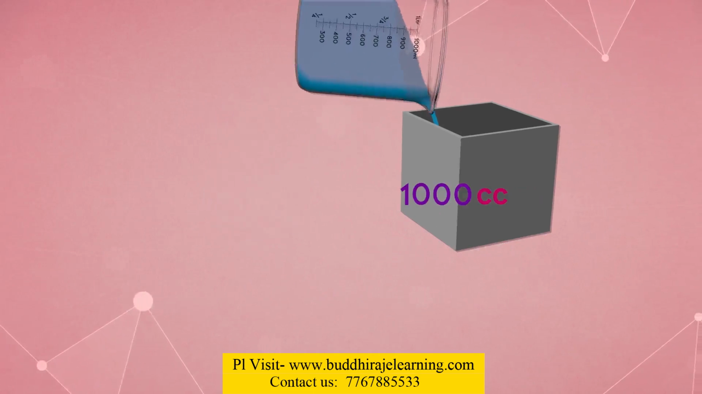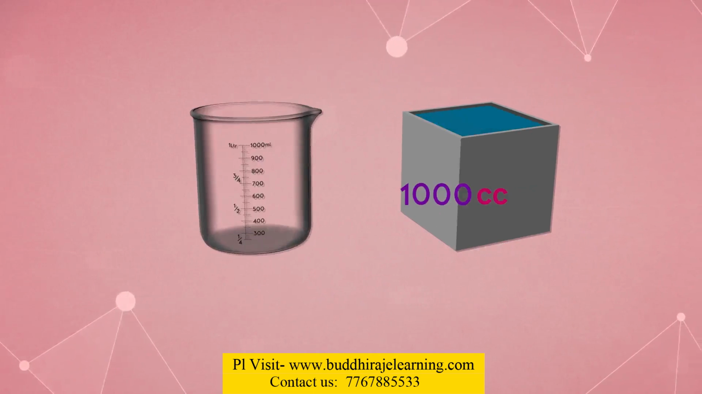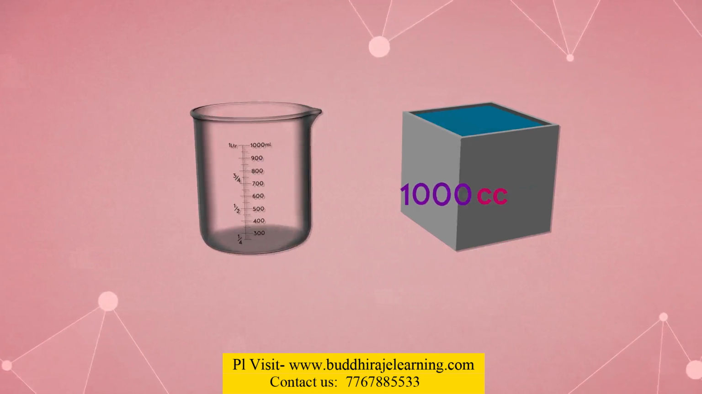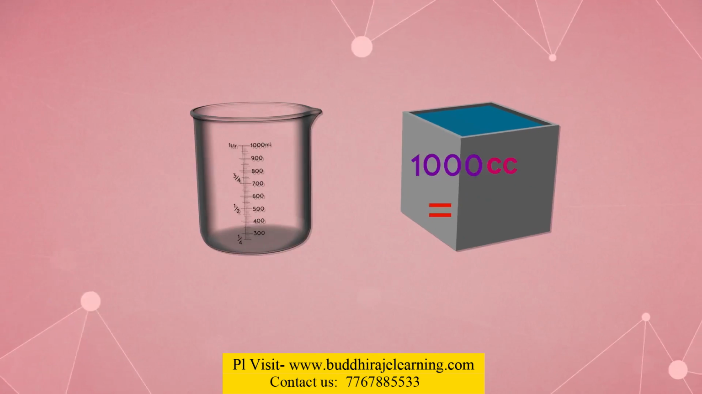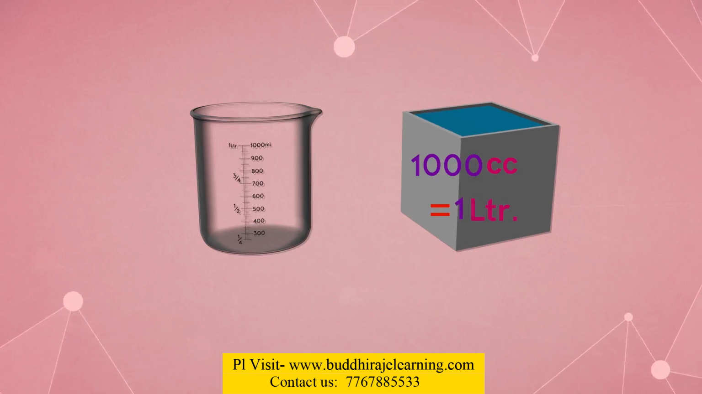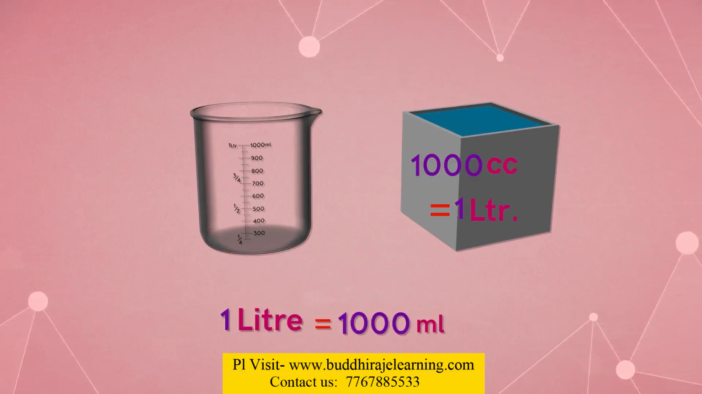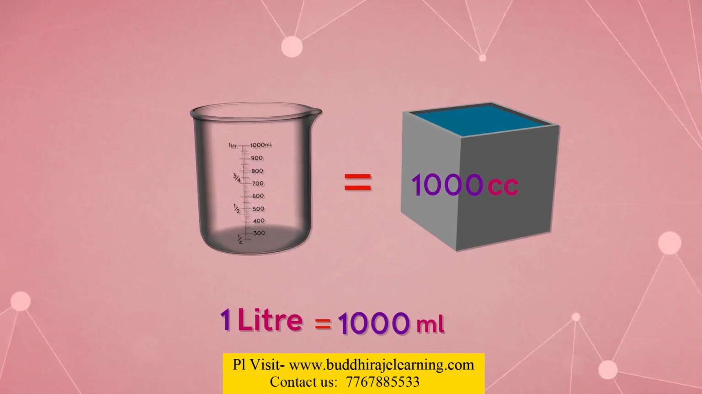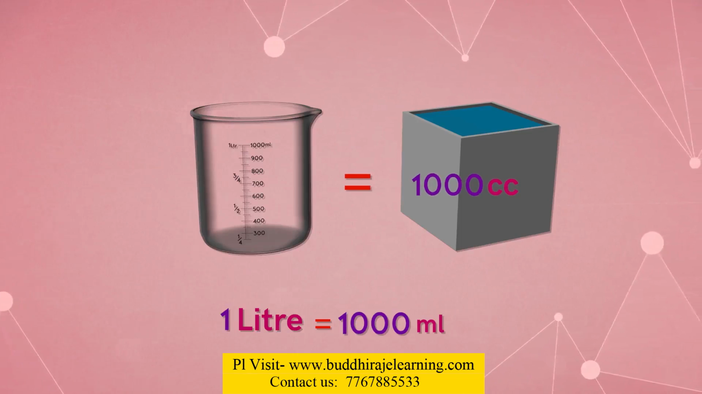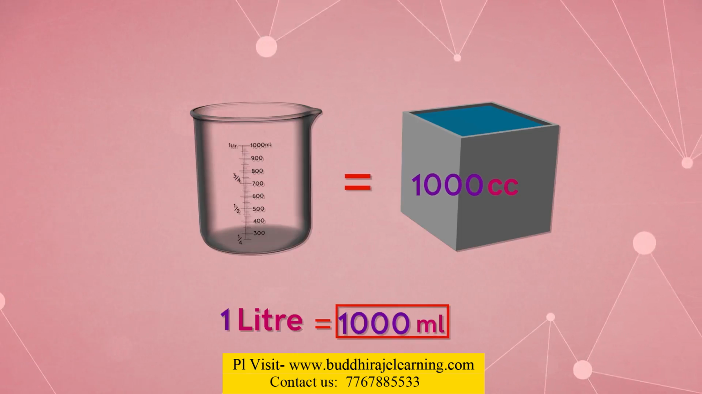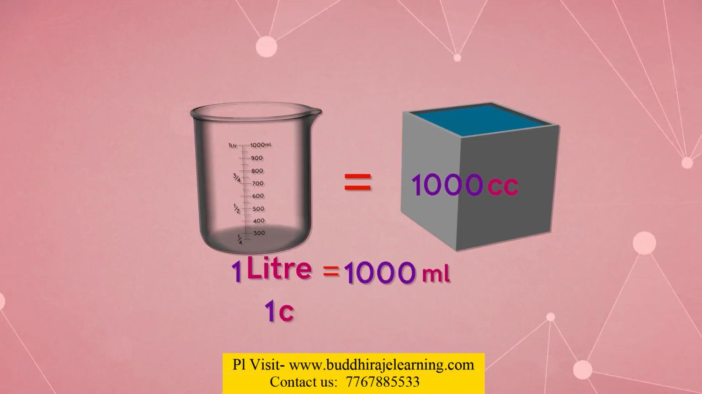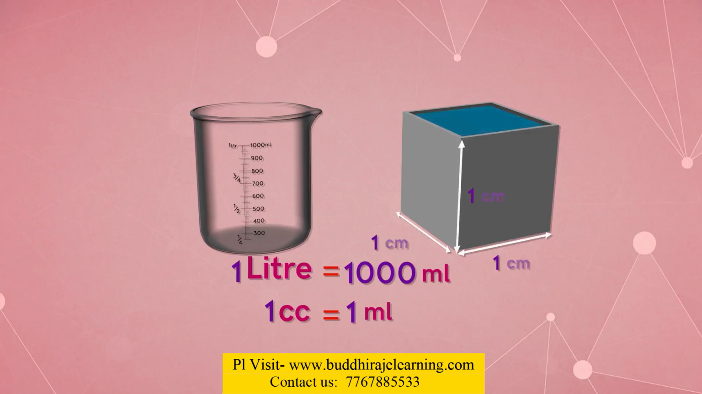Now let us fill the cube with water. The volume of water will also be 1000 cubic centimeters. This volume is called 1 liter. Now we know that 1 liter is equal to 1000 milliliters. Therefore, 1 liter is equal to 1000 cubic centimeters, which is equal to 1000 milliliters. Hence we get 1 cubic centimeter is equal to 1 milliliter. Hence, the volume of water filled in a cube of side 1 centimeter is 1 milliliter.